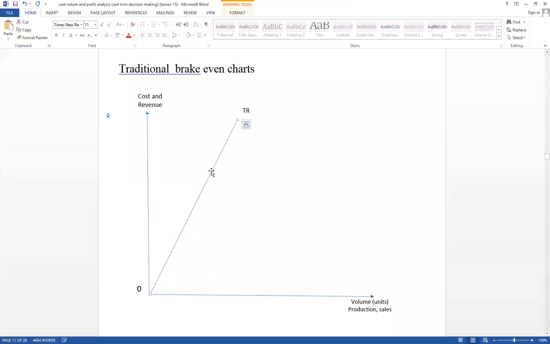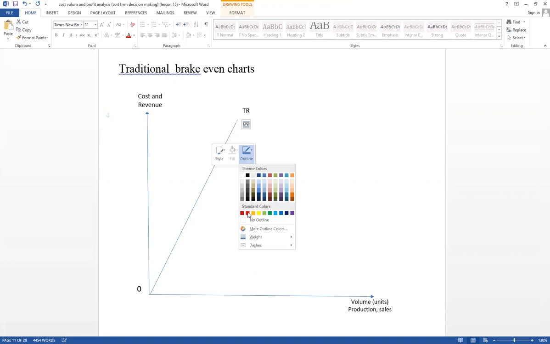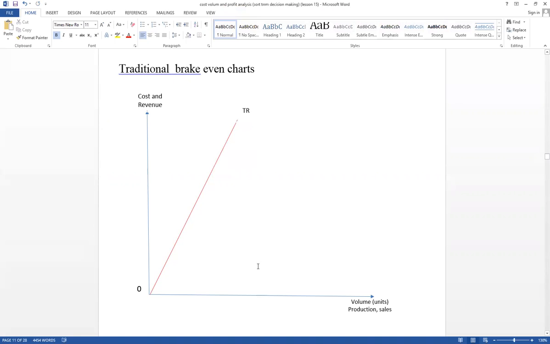Then think about total fixed cost. When quantity increases or decreases, total fixed cost does not change. This is the total revenue, and total fixed cost does not change when quantity increases or decreases. Therefore, this is the way you have to draw the total revenue curve.